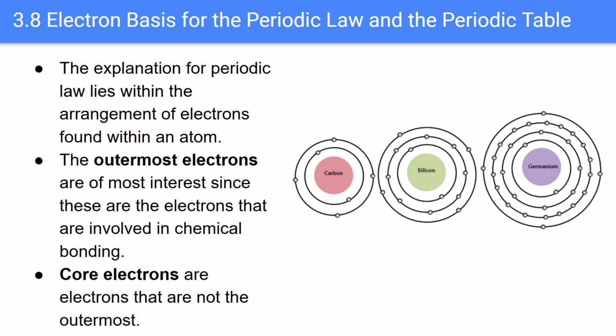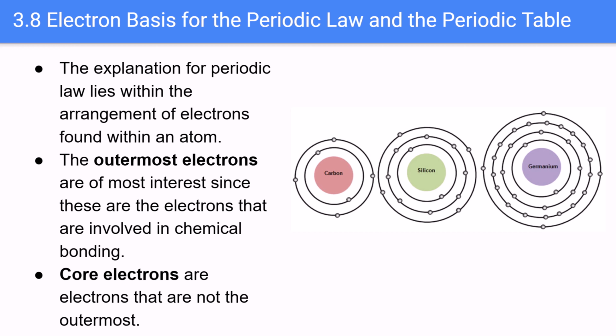Now, the explanation for periodic law, the reason why those particular elements bond in a certain way, has to do with the arrangement of the electrons that are found within an atom. Mostly the outermost electrons. These are the ones that are of most interest because these are the ones that are involved in chemical bonding. There are also electrons that are called core electrons that are not the outermost. These are the ones that are further inwards, closer to the nucleus. So while electrons are free-flowing and moving around the nucleus, some electrons are just naturally further away from the nucleus than the others. These are the ones that are going to come in contact with other elements that the chemical's trying to bond with, and those are the ones that are going to interact to create chemical bonds.